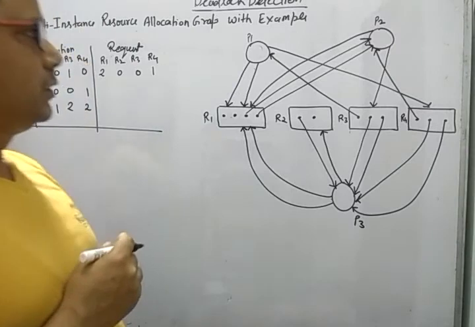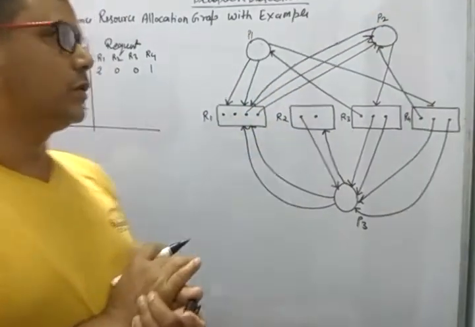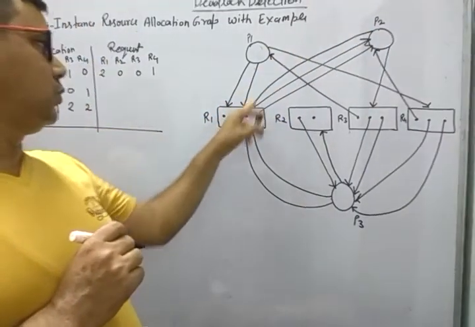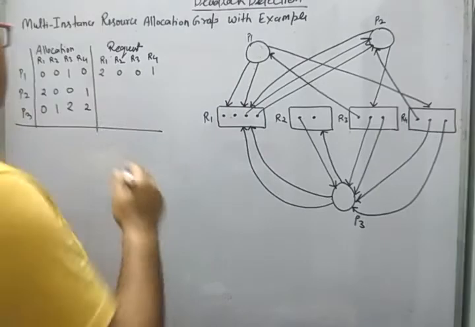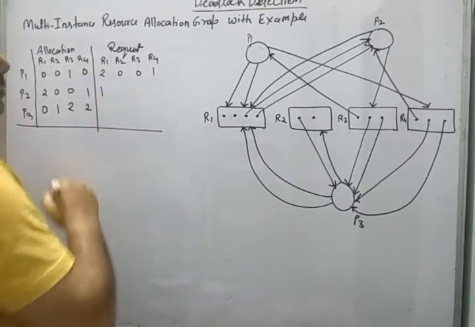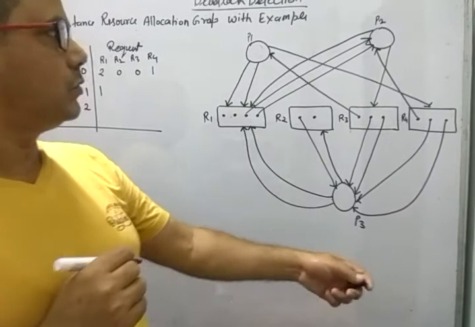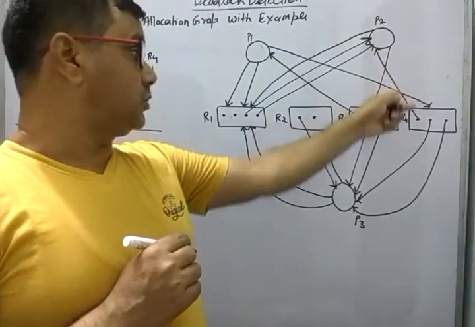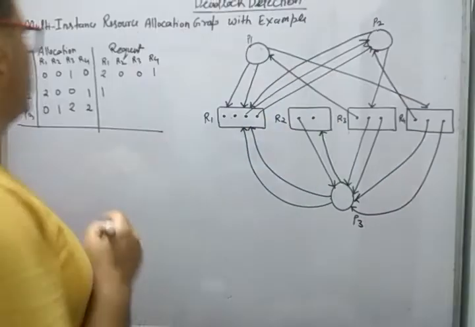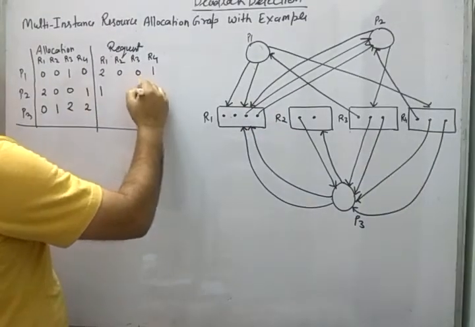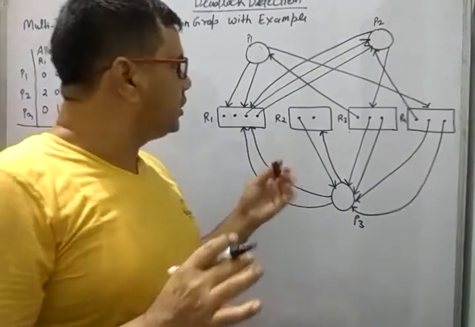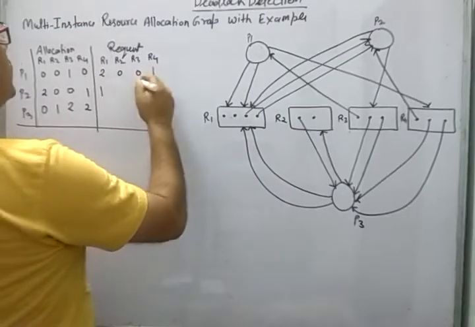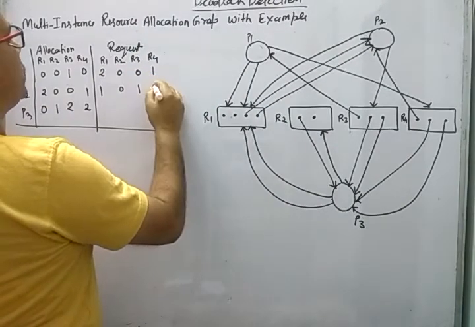Again, now consider the process P2. Process P2 is requesting one instance of the resource R1. Now, process P2 is requesting one instance of the resource R3. Now there are no other requests from process P2 side. Means this is 0, this is 0.